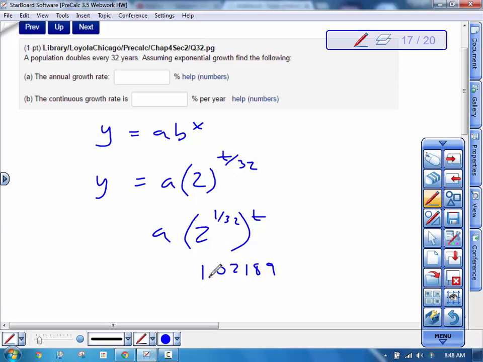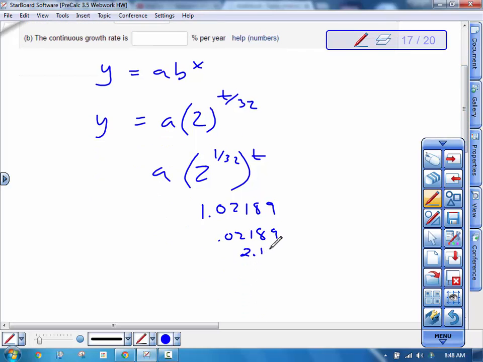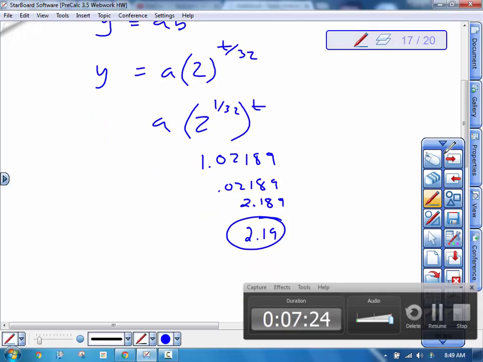If we do this in our calculator, we get 1.02189, and so that means 1 is our initial amount, so afterwards, it'll be 0.02189 that we're adding to it, which is really 2.189%. Or, I don't know, 2.18 might work. So I would use 2.19 for this, and that worked.